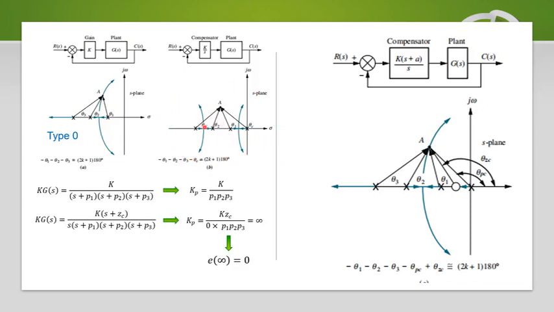Now note that the point SD, point A, is our operating dominant pole. SD is no longer on the root locus. When this happens, it means that the transient response of the system has also significantly changed. So for us to operate at point A, we have to add another zero.